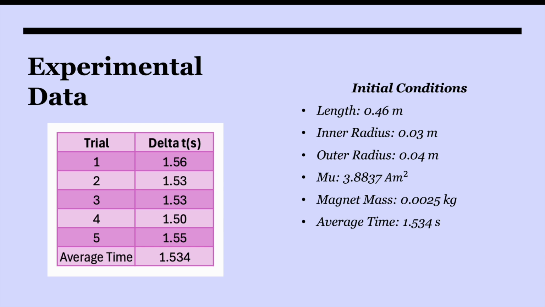So our experimental data, which came from doing this in lab: on the left-hand side we have our trials, the time it took for the magnet to fall through the tube, and then the average of all those times. Our initial conditions were that the length of the tube was 0.46 meters, the inner radius was 0.03 meters, and the outer radius was 0.04 meters. Our mu, which we calculated in lab number 3, was 3.8837 A·m². Our magnet mass was 0.0025 kilograms, and our average time was 1.534 seconds.